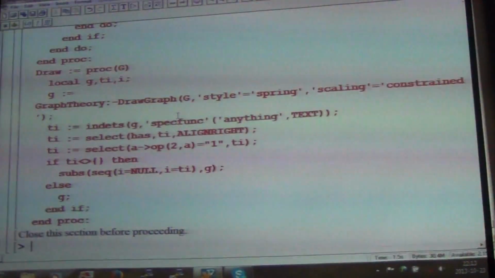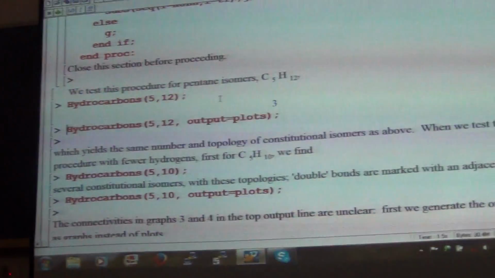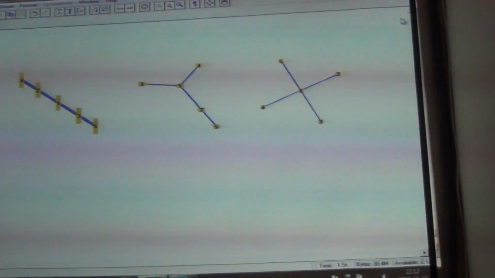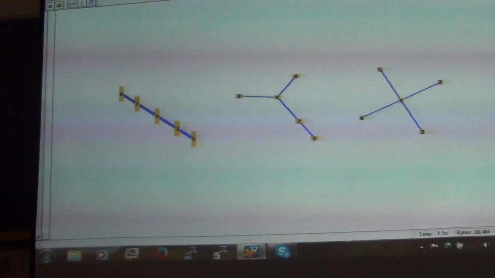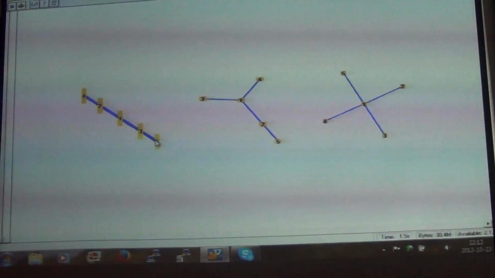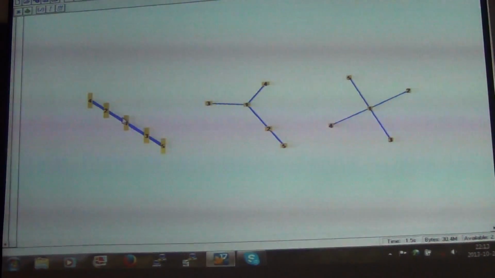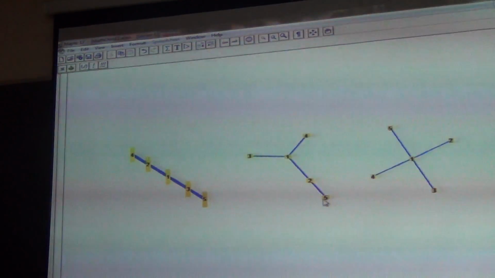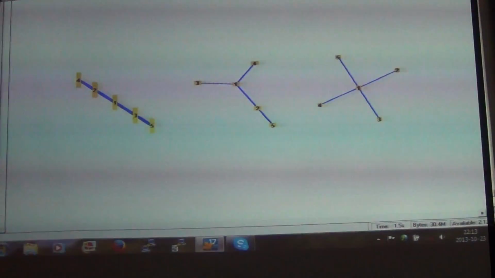There's a procedure for that, made by Alan Bickoff. And we can start with pentane again. And you see here are depictions. These are graphs. Right? And to associate these graphs with the structures of molecules, we have to understand that the hydrogens are suppressed. So this is pentane, this is 2-methylbutane, this is 2,2-dimethylpropane. Well, we saw that before.